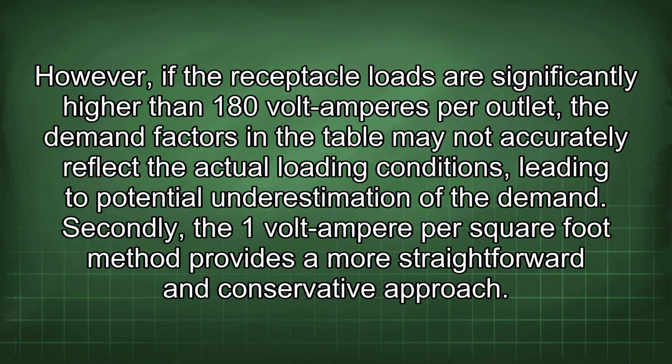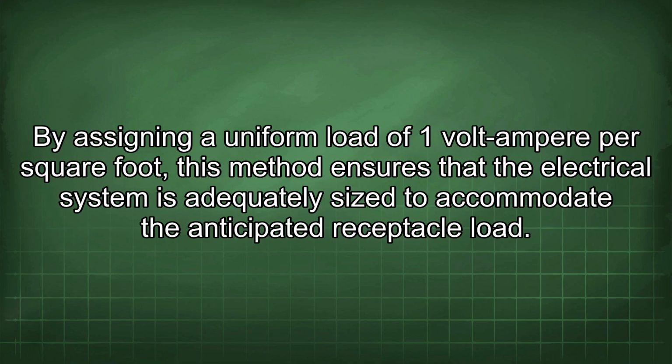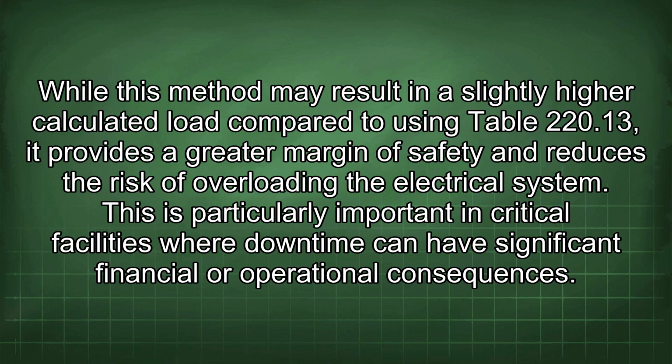Secondly, the 1 volt-ampere per square foot method provides a more straightforward and conservative approach. This method is particularly useful when the exact number and type of receptacles are unknown or when dealing with large, open office spaces where receptacle usage can be highly variable. By assigning a uniform load of 1 volt-ampere per square foot, this method ensures that the electrical system is adequately sized to accommodate the anticipated receptacle load. While this method may result in a slightly higher calculated load compared to using Table 220.13, it provides a greater margin of safety and reduces the risk of overloading the electrical system. This is particularly important in critical facilities where downtime can have significant financial or operational consequences.